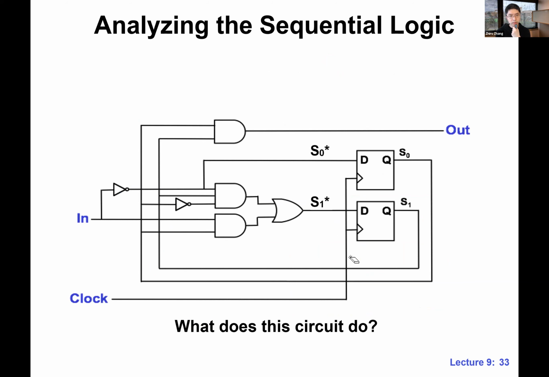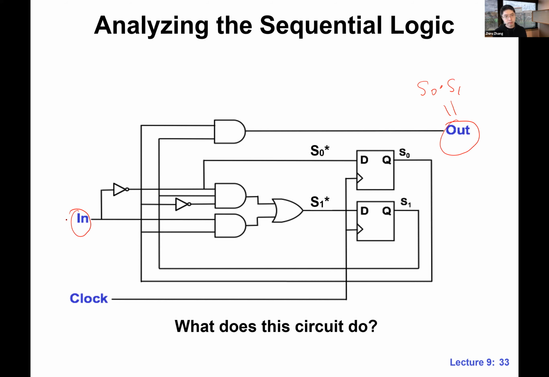First, is this a Moore machine or a Mealy machine? Very good. Jacob is saying Moore, and hopefully most of you agree. One more time, look at the output. What is out? Can you tell me? S0 and S1. Out only depends on the current state. So this is indeed a Moore machine. It does not depend on any of the signals related to the input.